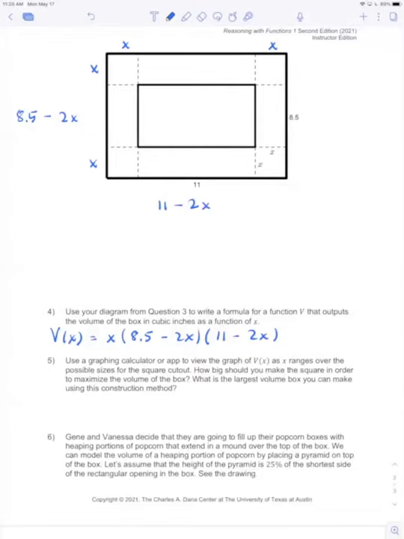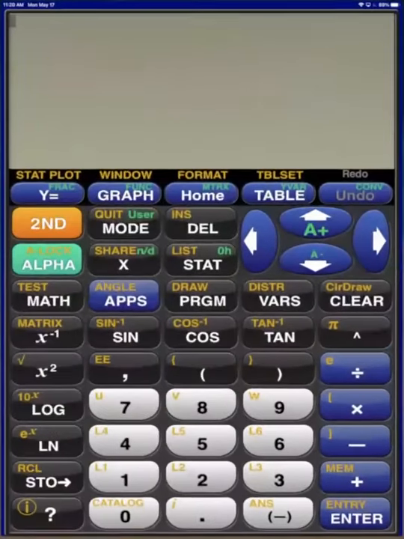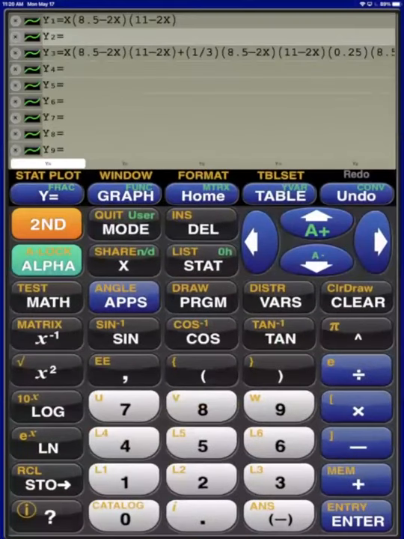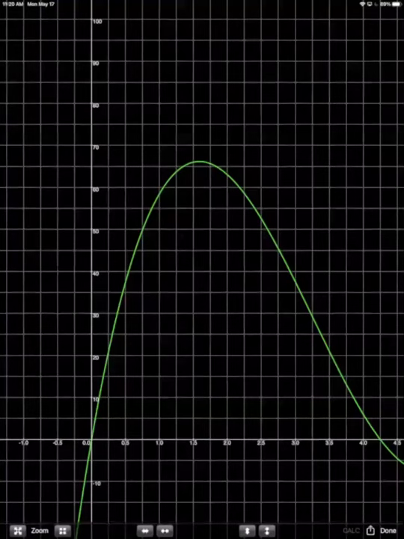So let's go to our calculator. I have this entered in the y equals screen under y1, so I'm going to turn that on. If we graph that, you can see the curve that we have here. How big should you make the square, and what's the largest volume? We can answer this at about the same time.